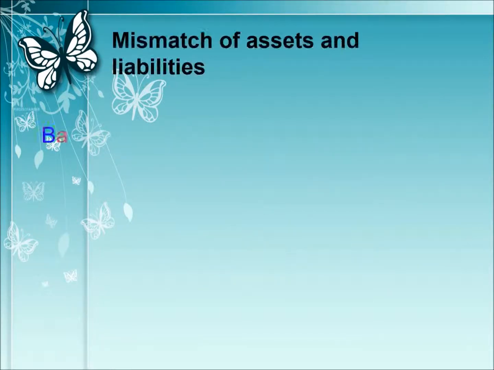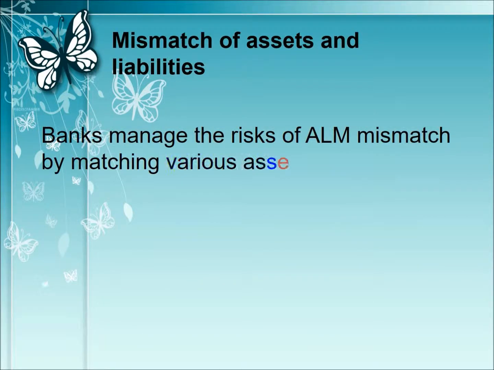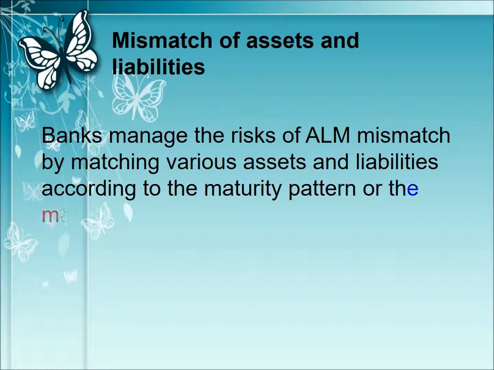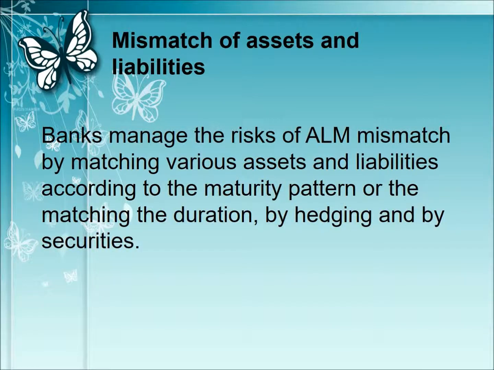Mismatch of assets and liabilities. Banks manage the risk of ALM mismatch by matching various assets and liabilities according to the maturity pattern or by matching the duration, by hedging and by securities. Increasing integrated risk is done on a full mark-to-market basis rather than the accounting basis that was at the heart of the first interest rate sensitivity gap and duration calculation.